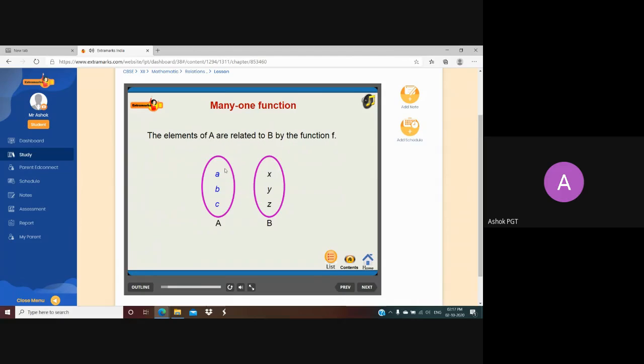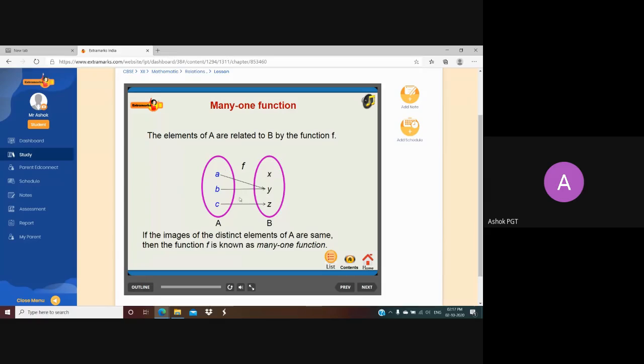Many-one function. Let A and B be two sets as shown below. The elements of A are related to B by the function f. The images of the distinct elements of A are the same. If the images of distinct elements of A are the same, then the function f is known as a many-one function. If the function is not one-one, then it is many-one. Students, you just observe it here. The output y is produced by two different inputs. Hence, the image y has two different pre-images. So it is not one-one.